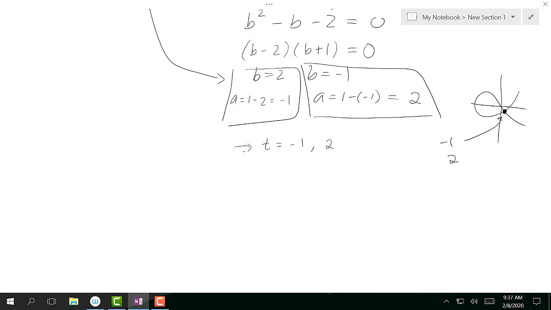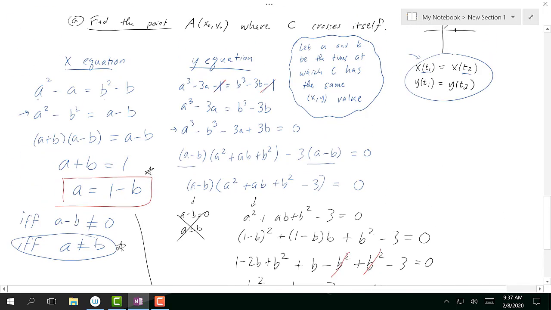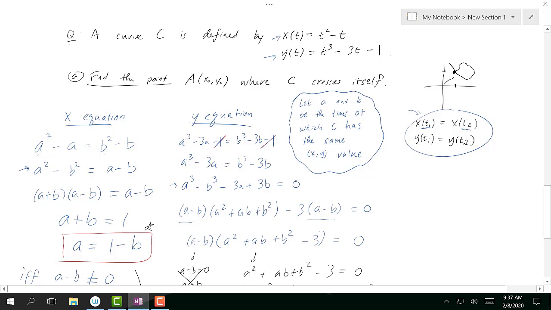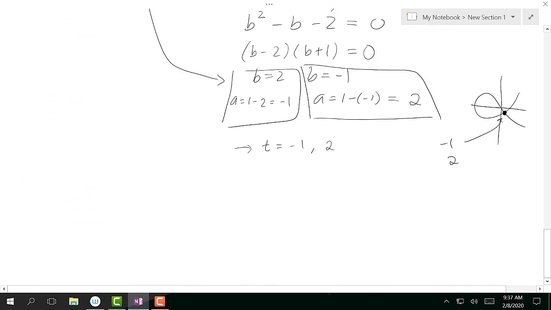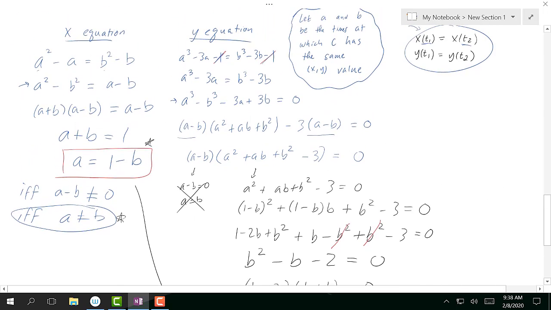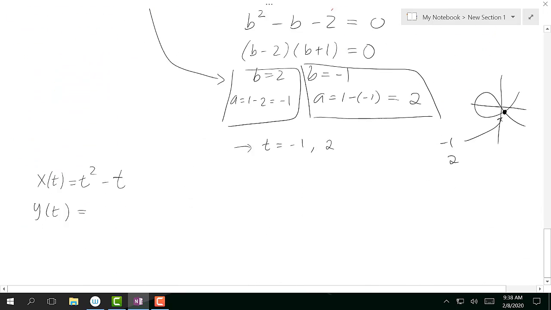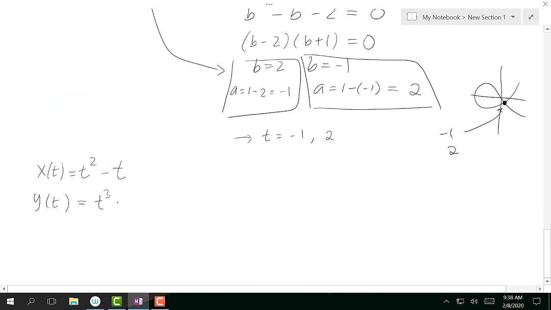So what I'm going to do is plug each of these values in for my x and y equations that I have above. So let's go ahead and copy these down again. So x of t is t squared minus t. And then y of t is t cubed minus 3t minus 1.